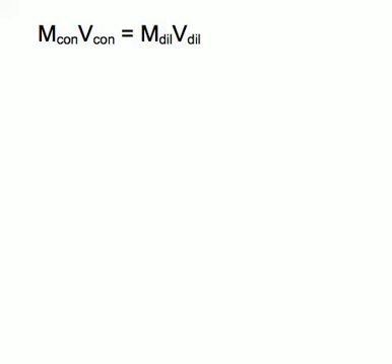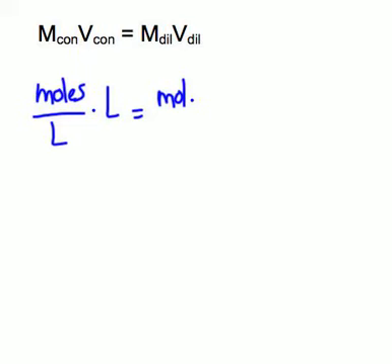Molarity is measured in moles per liter, and volume is measured in liters. And we have the same thing on the other side. Basically, what this comes down to is moles of solute equals moles of solute. Again, the basic premise for a dilution problem is that we're not changing the moles of solute, we're changing the concentration by changing the volume of the solution.